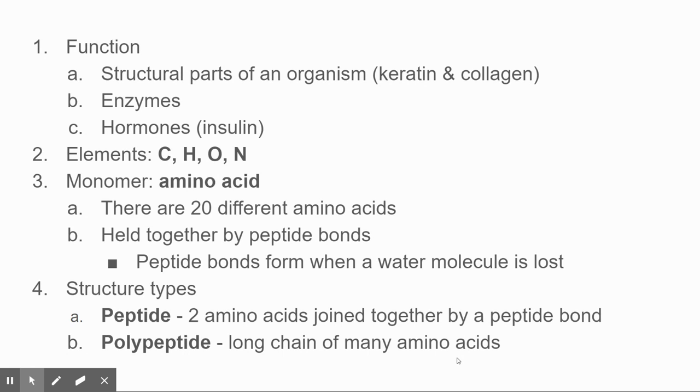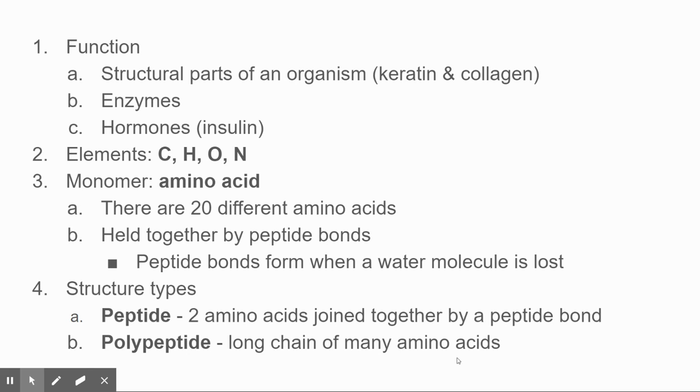The elements that make up proteins are carbon, hydrogen, oxygen, and nitrogen. Their monomer is amino acids. So remember that our monomer means our smallest unit, or 1 unit, is our amino acid. There are 20 different types of amino acids, and they're held together by these bonds called peptide bonds. Peptide bonds form when a water molecule is lost. So when two amino acids join together, it forms a water molecule.